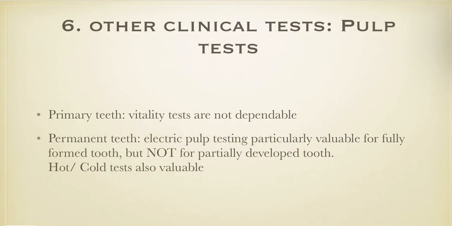Pulp tests. For primary teeth, the vitality tests are not dependable, not reliable. For permanent teeth, electric pulp testing is particularly valuable for a fully formed tooth. It's really important for a fully formed tooth, but not for a partially developed tooth, okay? And hot and cold tests are also valuable.